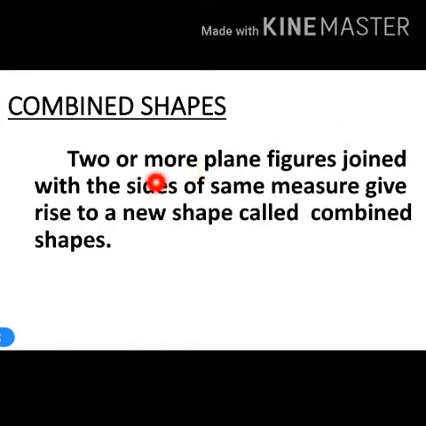Two or more plane figures joined with the sides of same measure give rise to a new shape called combined shapes. Once again, I'll repeat. Two or more plane figures joined with the sides of same measure give rise to a new shape called combined shapes. Let us see some examples for combined shapes.